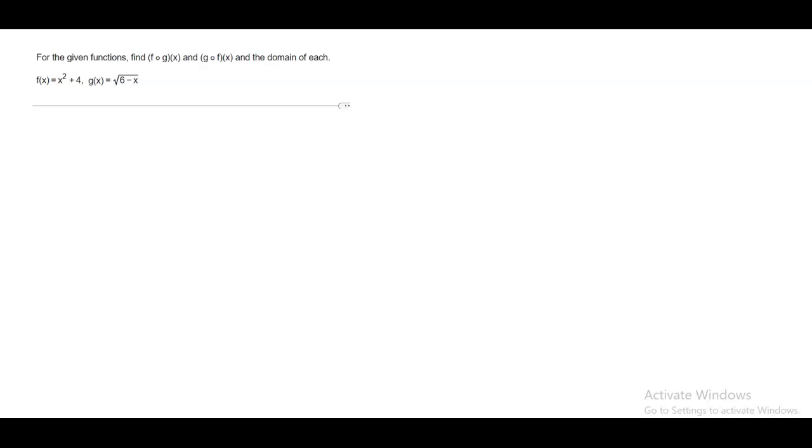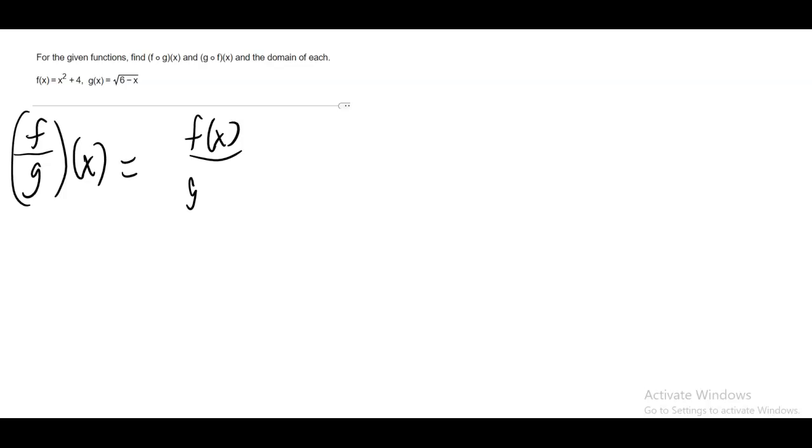For this next example, we want to look at the functions f of x equals x squared plus 4 and g of x equals the square root of 6 minus x. So let's find f divided by g of x. That means we're going to do f of x divided by g of x, and we'll get x squared plus 4 divided by the square root of 6 minus x. There's nothing else we can do. This is our final answer.